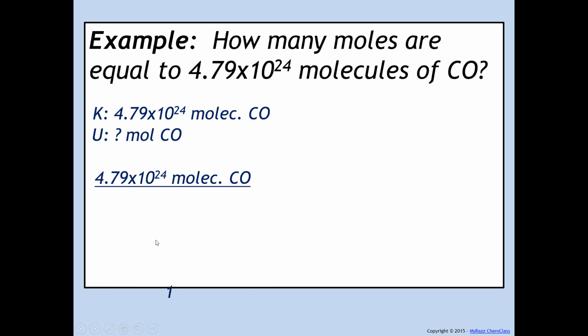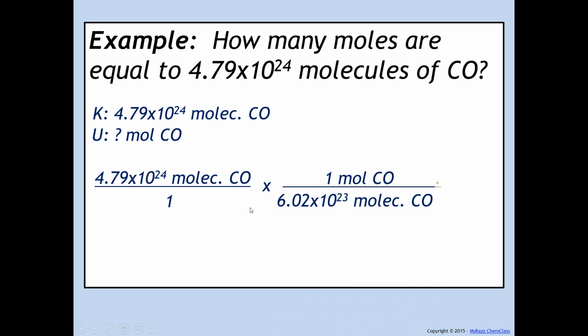So we'll start with our known and we'll put it over 1. Notice that you have molecules up here. So that means when you do your next conversion factor, you have to have molecules on the bottom in order for it to divide out. And then when you do this, you should see molecules and molecules divide out, and you're left with mole, which is exactly what you want.